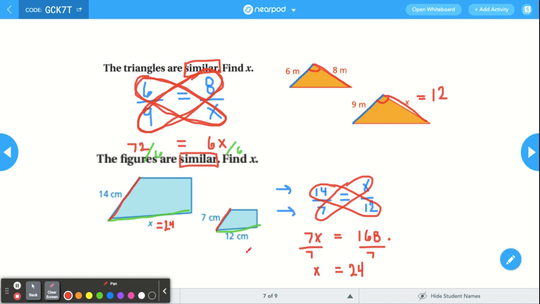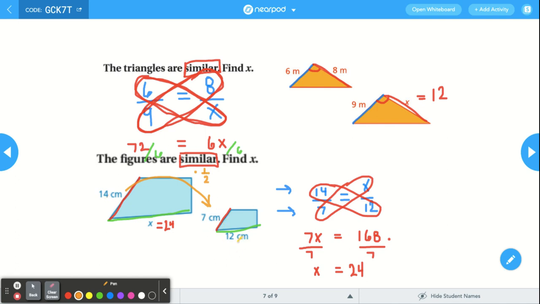Now, you didn't have to do it this way with the cross products because I also noticed something kind of like a sign at the very beginning that I didn't point out, and I did that on purpose. I noticed that the smaller trapezoid is half the size. So 14 times a half is 7, or 7 times 2 is 14.